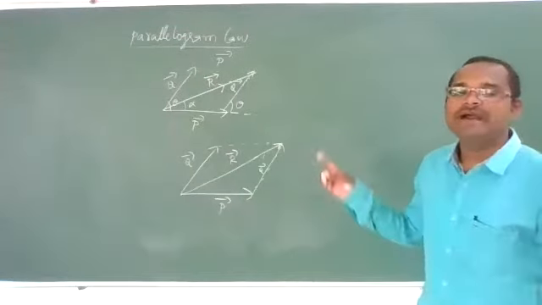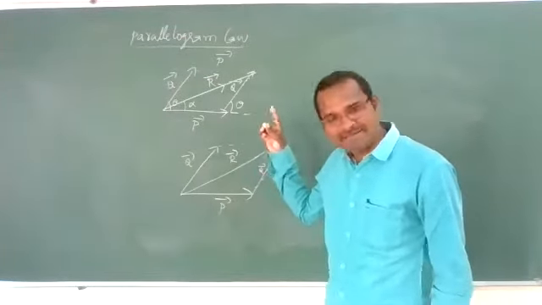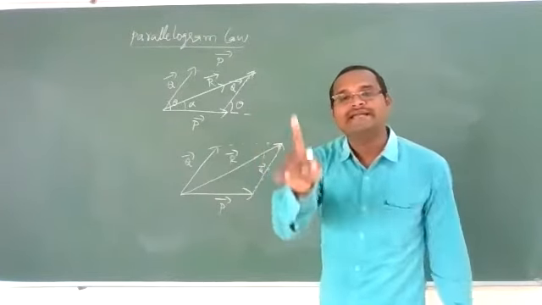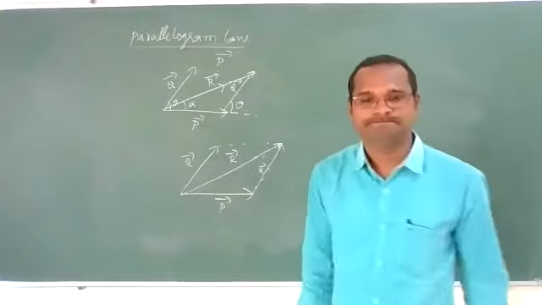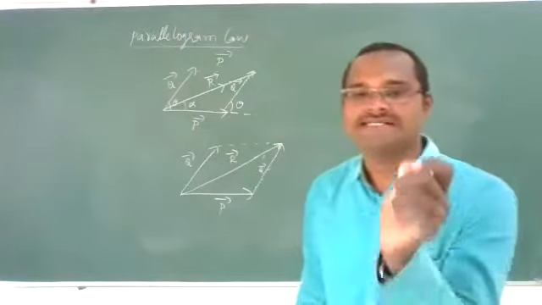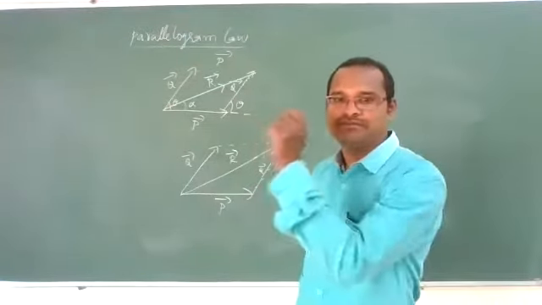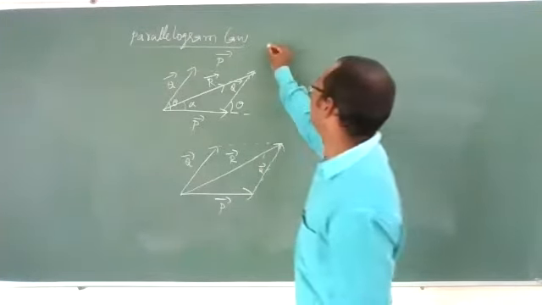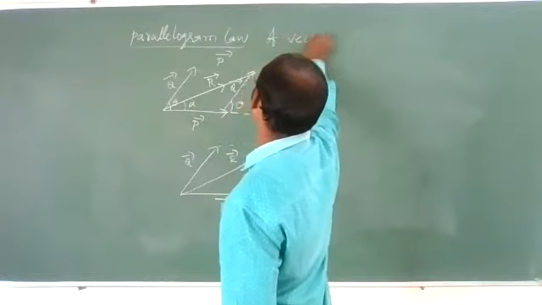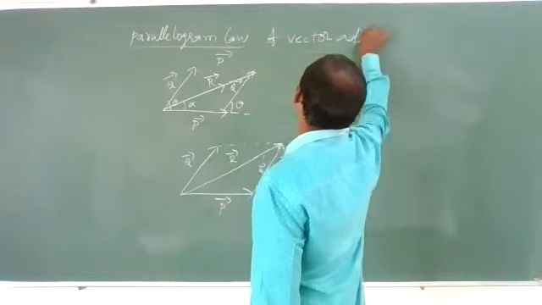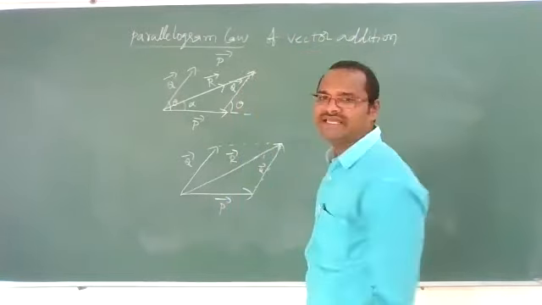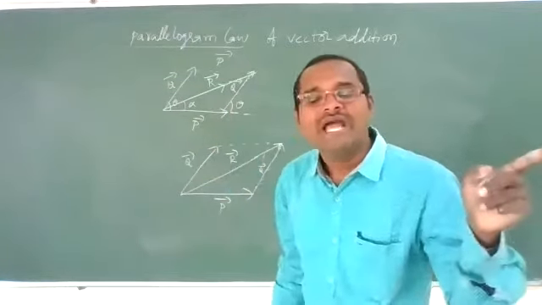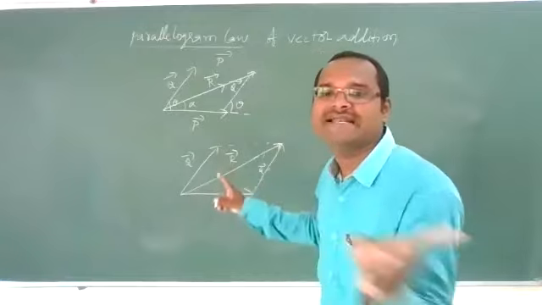Statement C. If P bar and Q bar represent two sides of a parallelogram, then the resultant of these two vectors is given by the diagonal of the parallelogram. This statement is important. They will ask you to state and prove the parallelogram law of vector addition. The statement is similar to the triangular diagram. There, in the place of the triangle, we replace it with the parallelogram, and the opposite side we replace with the diagonal. That's it.